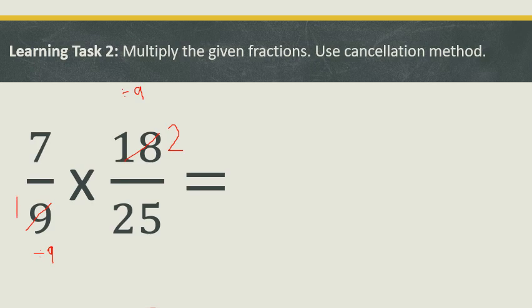Yun na lang ay multiply natin. Yung 7 times 2 is 14. And then, sa baba naman, 1 times 25 is 25. Ito na yung ating final answer kasi wala na siyang common factors. Okay po. Nakikita nyo, mas madali yung cancellation method kasi diretso na siya sa simplest form.